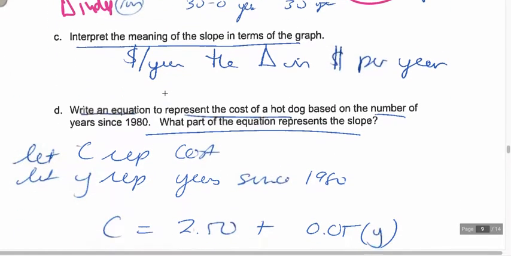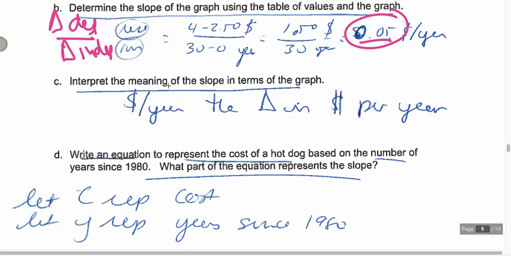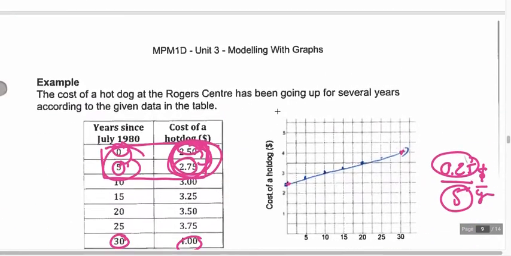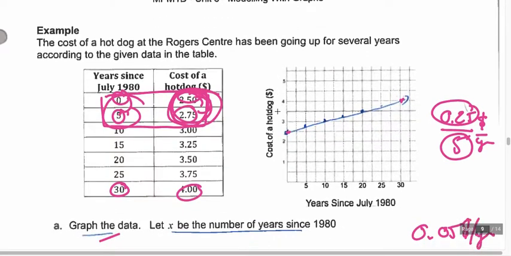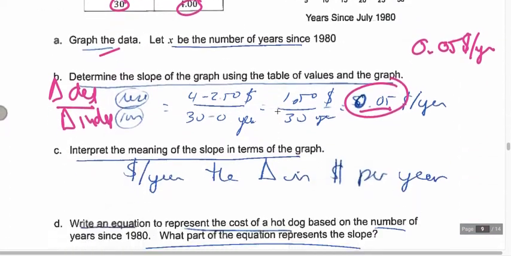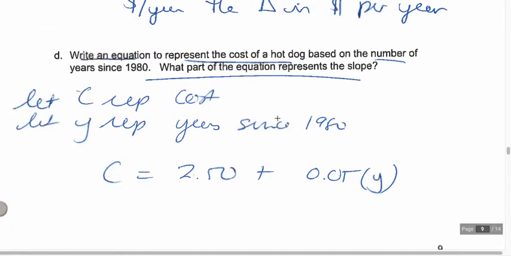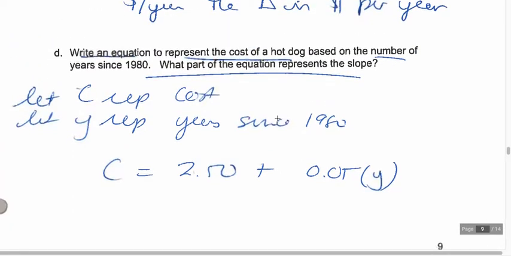That means the meaning of the slope is dollars per year. Therefore, the change in dollars per year, in this case, about the cost of a hot dog. So a hot dog goes up 5 cents a year in cost. Inflation. What are you going to do? Or any equation that represents the cost.